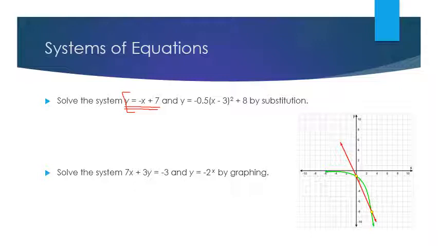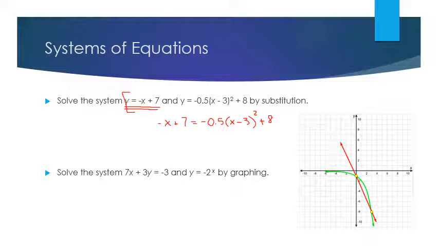So let's say that you were given these two: y equals negative x plus 7 and y equals negative 0.5 times (x minus 3) squared plus 8, and you want to do this by substitution. Well, they both equal y, so I'm going to substitute negative x plus 7 for the y in the first one, and then solve, because now I only have one variable. And I can easily get my x solution by solving, and then I can go back and get my y solution.